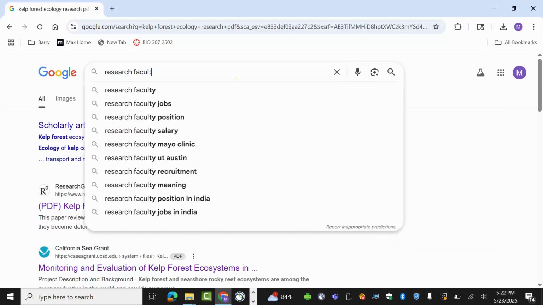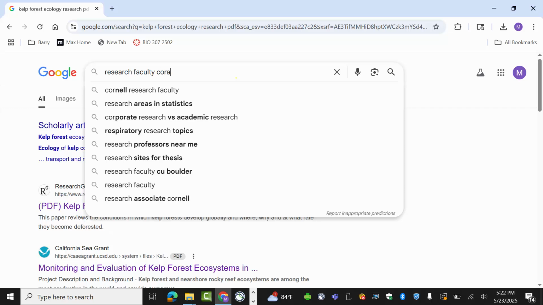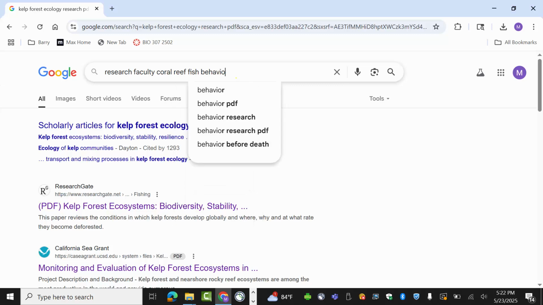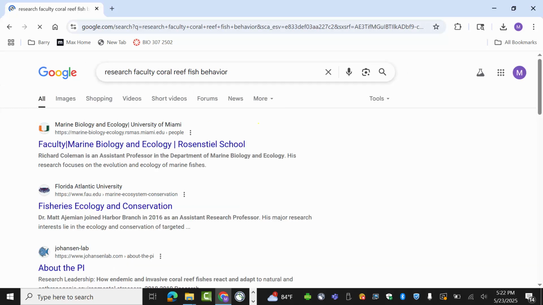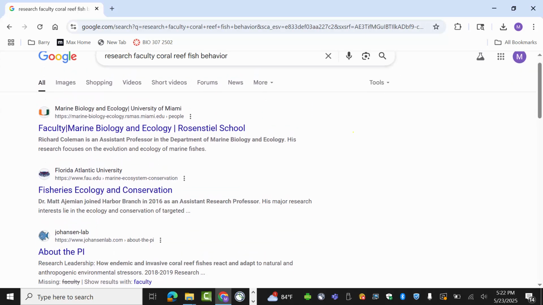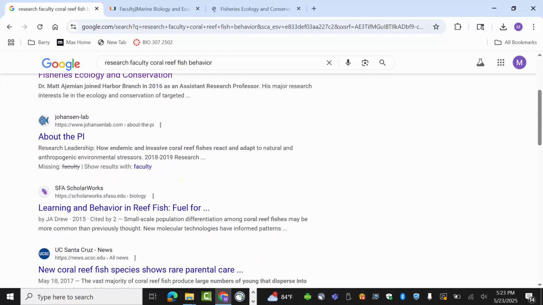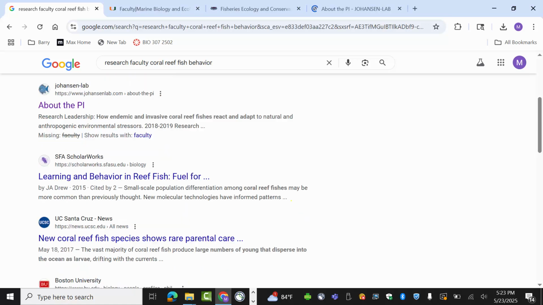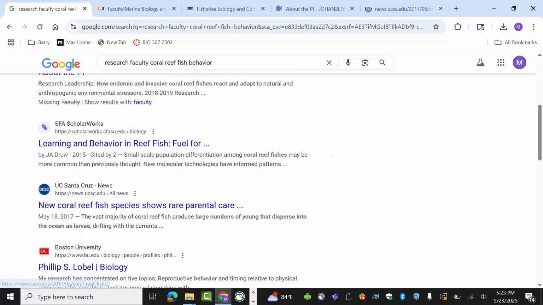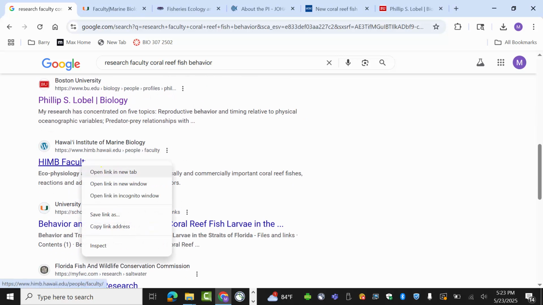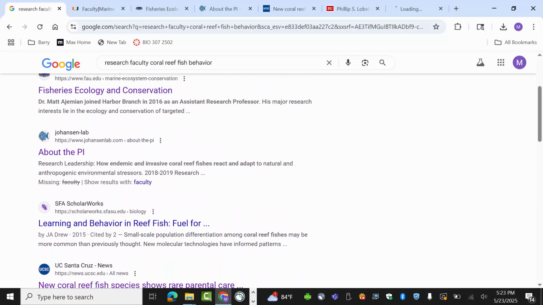research faculty. Let's say you want to do coral reef fish behavior. Who knows? It's a wonderful thing to do. So, research faculty coral reef fish behavior. All right, and so here we're going to get a bunch of people listed. I'm just going to open a bunch of tabs here. Some of them are actual people, some of them are departments, some of them are just news.